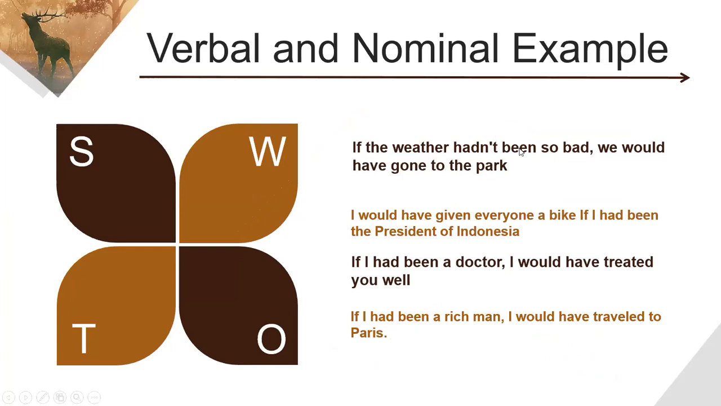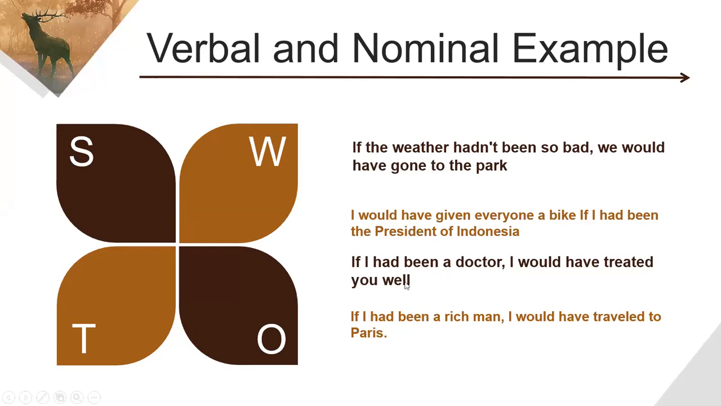If the weather had been so bad, we would have gone to the park. Okay. Nominal or verbal? Nominal. Okay. Combination. And this one is verbal. I would have given everyone a bike if I had been a president of Indonesia. Nominal or verbal? Combination, sir. Which is the nominal? Which is the verbal? The nominal is the if clause, and the verbal is the main clause. Okay, that's right.